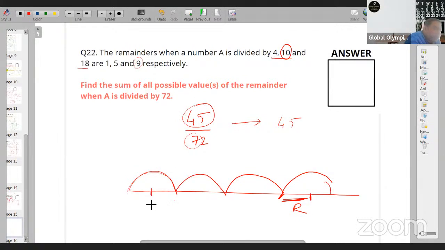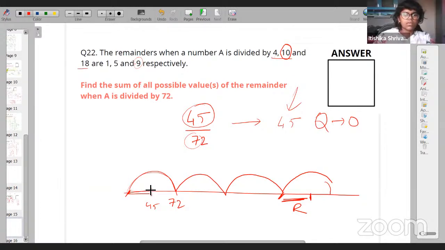So 45 is here and your 72 is here, the first jump. So you take zero jumps. Your quotient is zero and the remainder is 45 itself. Okay, that's how it works.